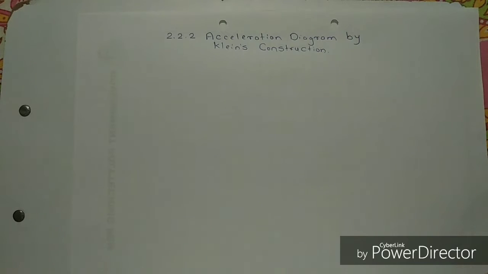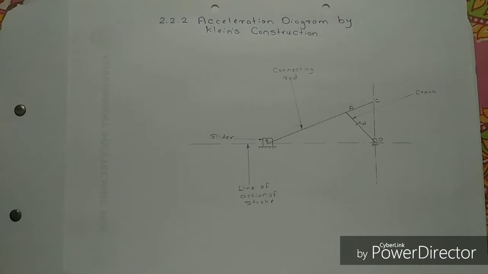Now I would like to explain session 2.2.2, that is how to draw the acceleration diagram by Klein's construction. First procedure: draw the configuration diagram of the mechanism with a suitable sketch. In the previous problem, when we found velocity, we also first drew the configuration diagram. This is a configuration diagram.